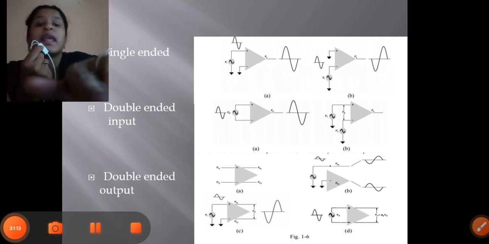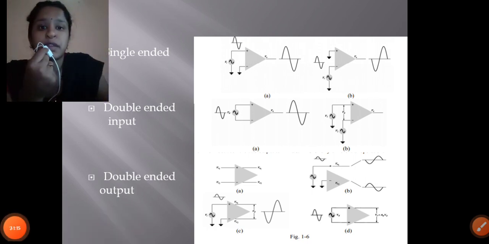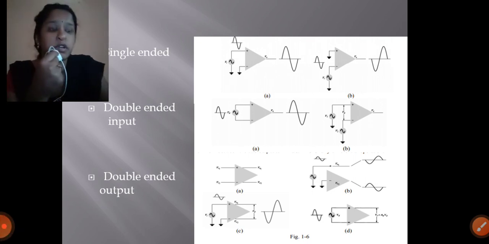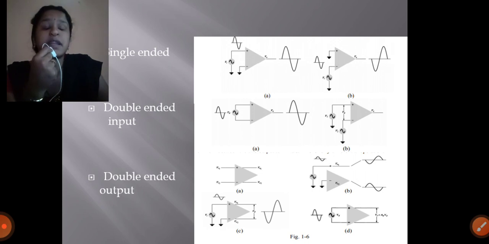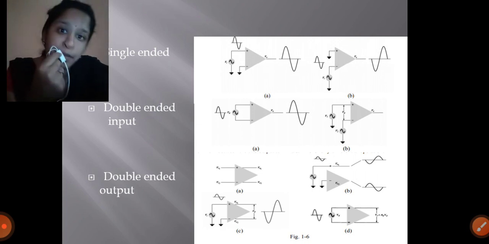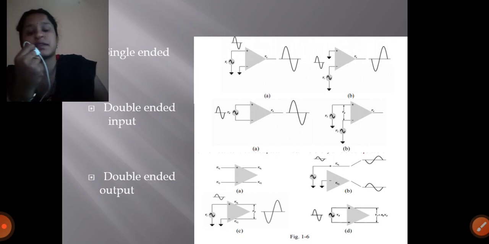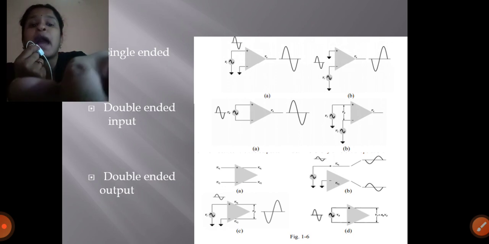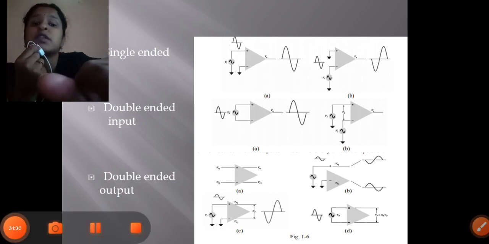Okay, in the next session I'm going to explain the parameters of the operational amplifier. That is also very important for you to understand the topic of operational amplifiers. Okay. Next session we will meet, and you have to watch the videos regularly.